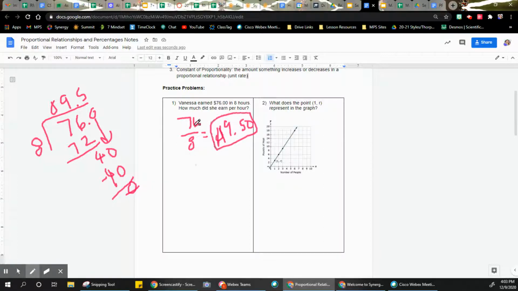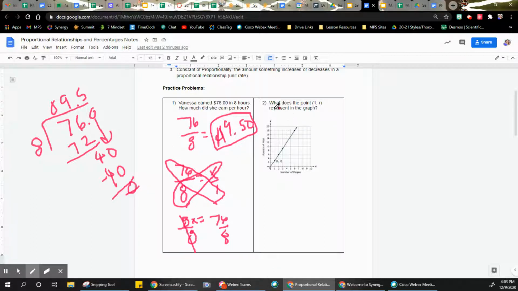If you didn't want to set it up as a ratio, the other way you could have done it is you could have said she made $76 in 8 hours. How much money did she make in 1 hour? You could have cross multiplied and done 8x equals 76 times 1, which is 76, and then divided by 8. Either way would have worked, but your answer is $9.50.